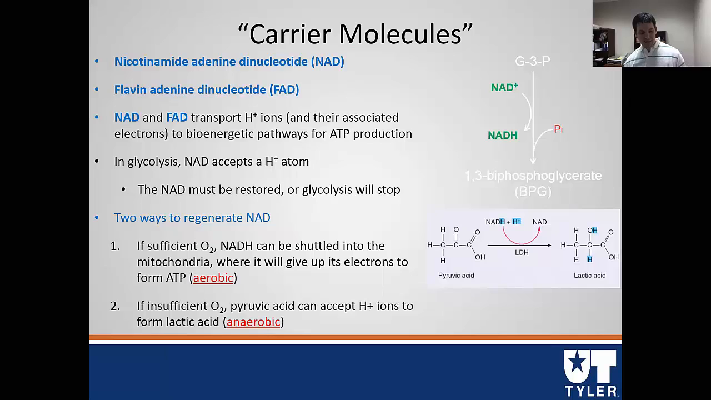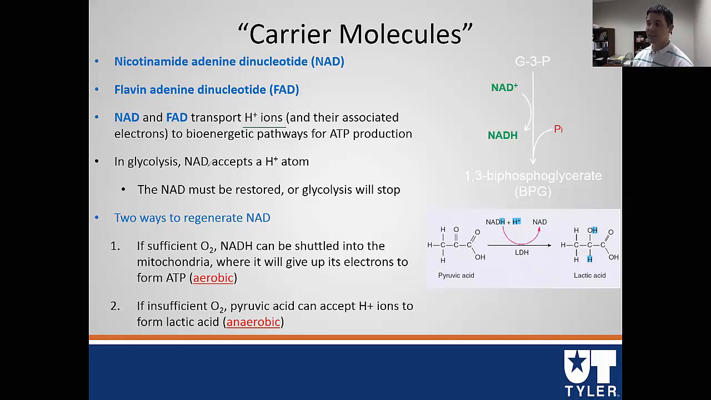So NAD and FAD, as we'll see in the oxidative, are what we consider carrier molecules, right? They transport hydrogen ions and their associated electrons. Remember, we just kind of say those are the same in these situations to bioenergetic pathways for ATP production. In other words, they're going to take them into the mitochondria and pass them through the electron transport chain. I'm getting a little bit ahead of myself, but you'll know that is coming.